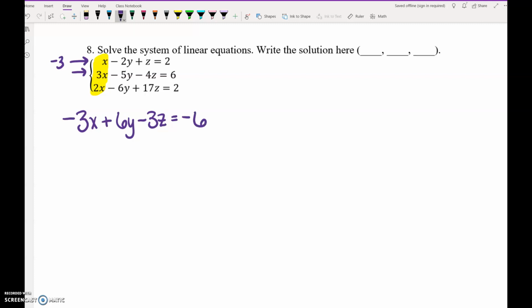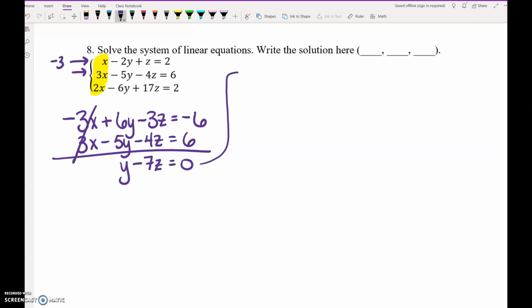And the biggest mistake that I see is that people forget to multiply the number after the equal sign by that multiplier. The second equation I'm using exactly as it is. My x's will cancel, that was the goal. And I get 1y minus 7z equals 0. And I'll put this up, I kind of imagine this is like a shelf. Put this up on the shelf and save it for later.